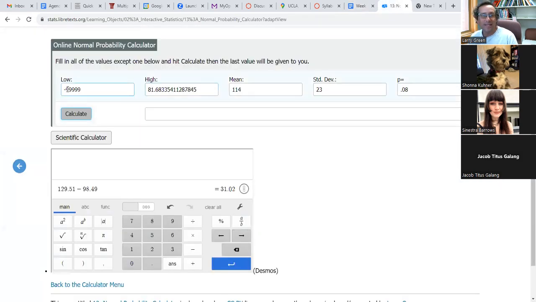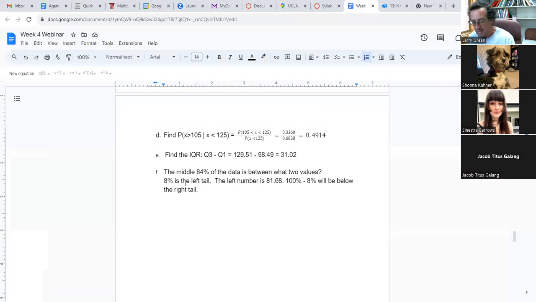So now we're going to do the same idea. Still going to have negative 99999. We don't know the high. Mean and standard deviation are the same, but now it's 92%, 0.92. And I hit calculate. And I get 146.32. That will be the right number.